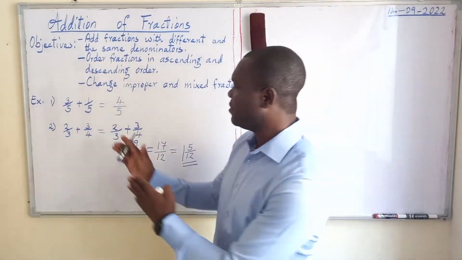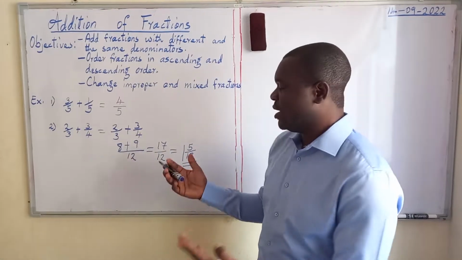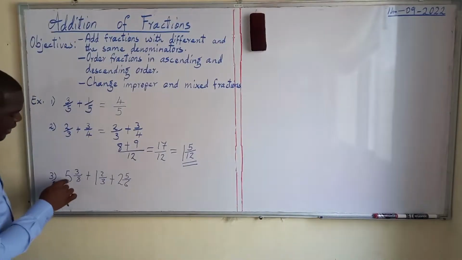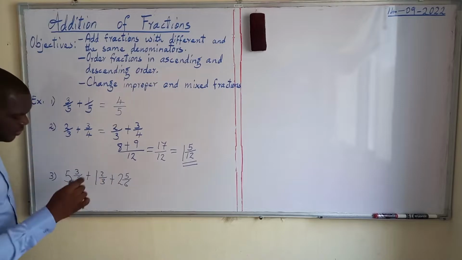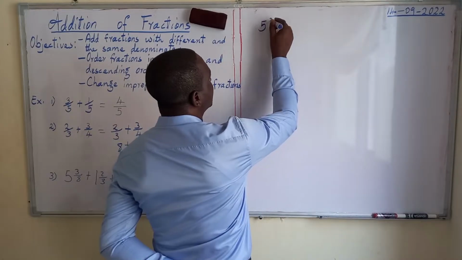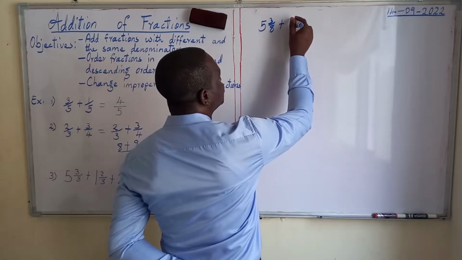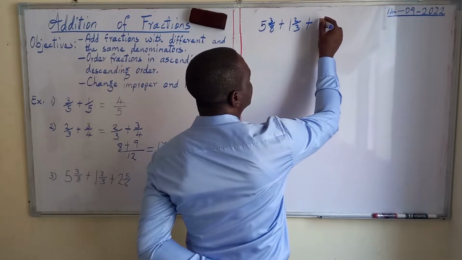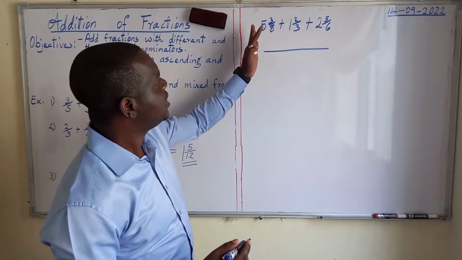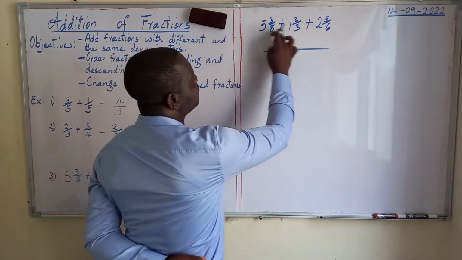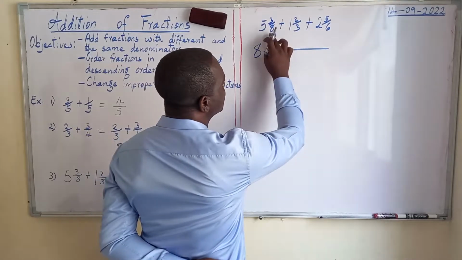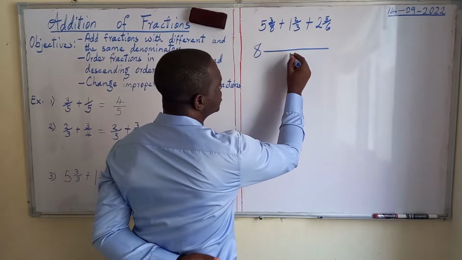Of course, if you have 3 fractions to add, and if there are mixed numbers or mixed fractions included, what do we do? Example 3, the fractions are mixed fractions. And the second thing is that the denominators are all different. So this will be 5 and 3/8 plus 1 and 2/3 plus 2 and 5/6. First, before you go into finding the LCM, because the denominators are different, let us first of all add the whole numbers. 5 plus 1 plus 2 is going to give 8. You write your big 8 here. And now we find the LCM of 8, 3, and 6, which of course is 24.